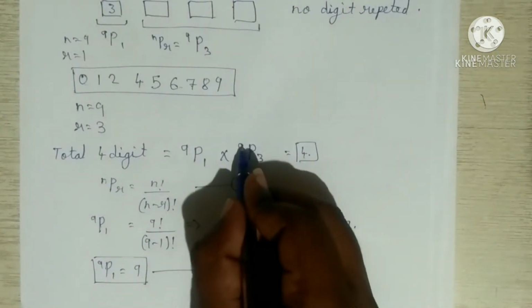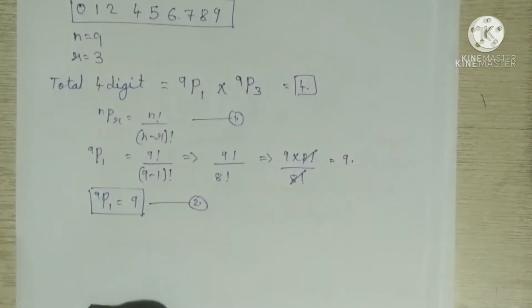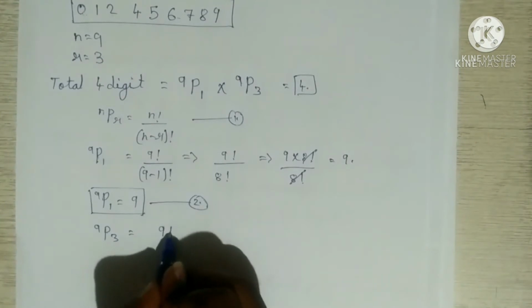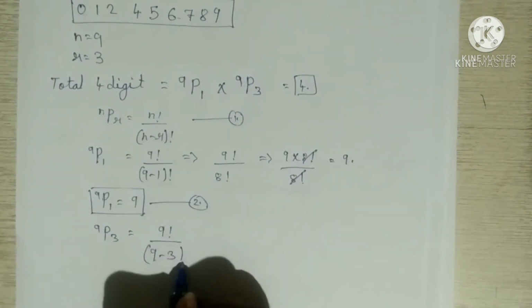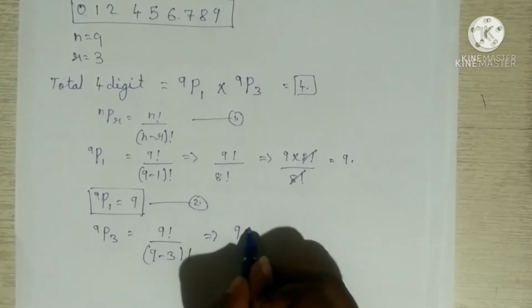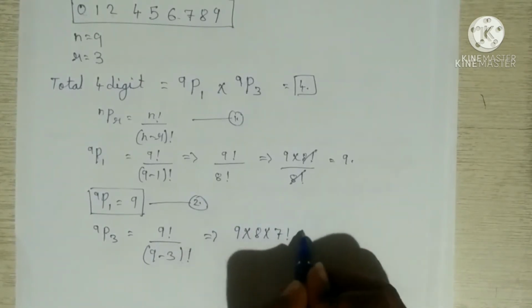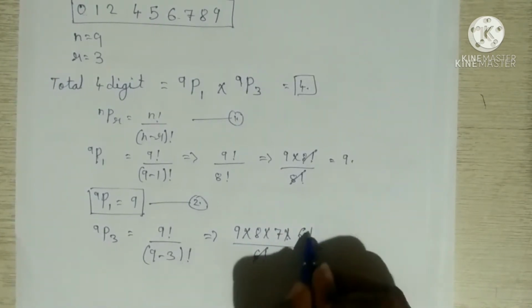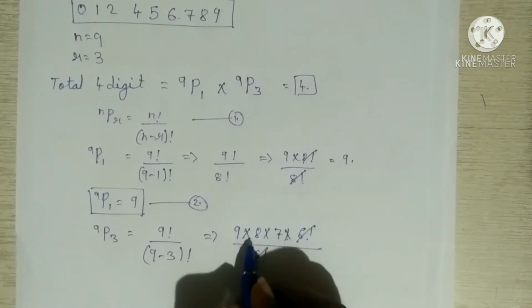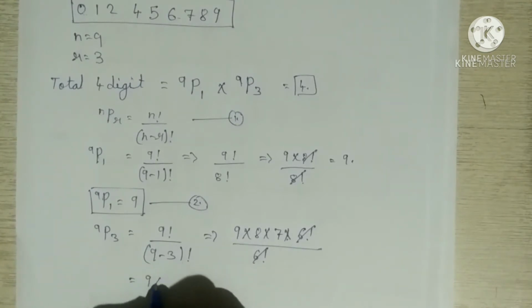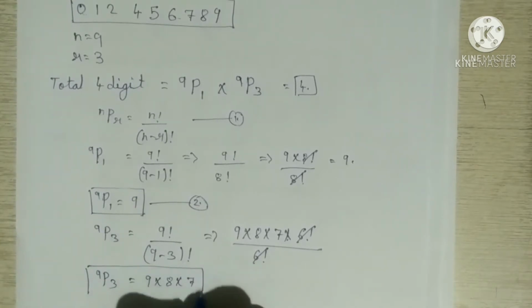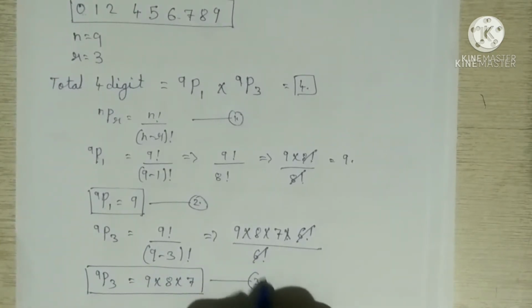Next we need to find 9P3. 9P3 is equal to, substituting in this formula, 9 factorial by 9 minus 3 factorial. 9 factorial can be written as 9 into 8 into 7 into 6 factorial. 9 minus 3 is 6 factorial. 6 factorial cancels, leaving 9 into 8 into 7. 9P3 is this answer. Let this be equation number 3.